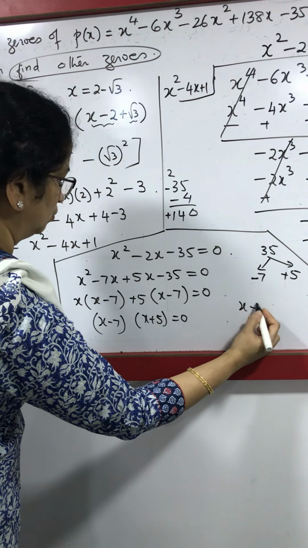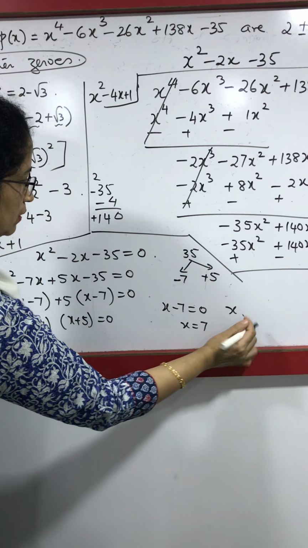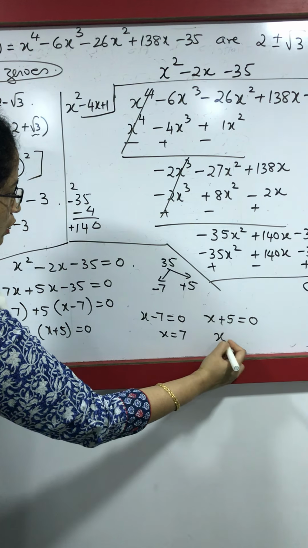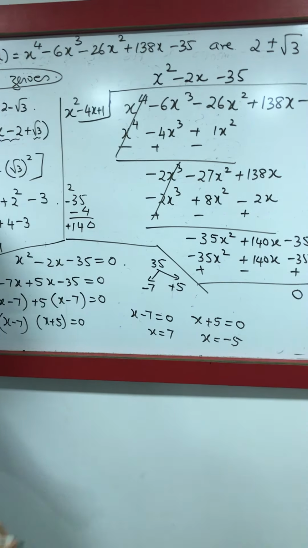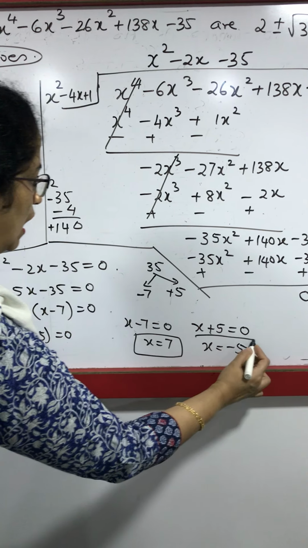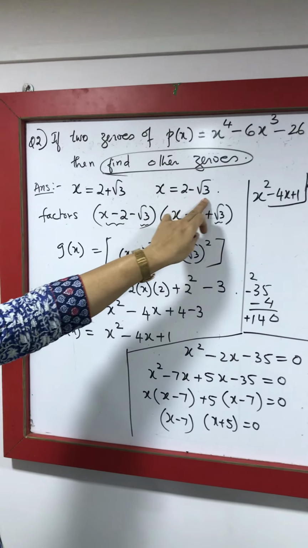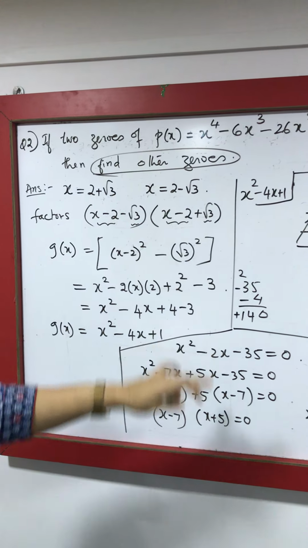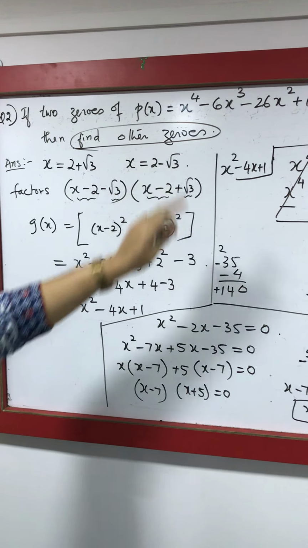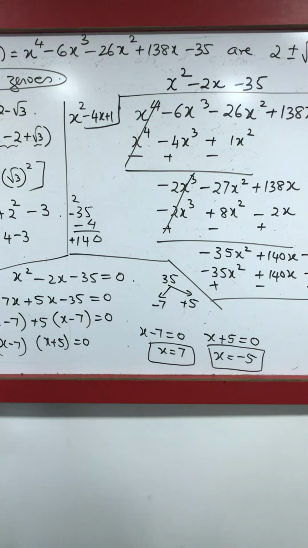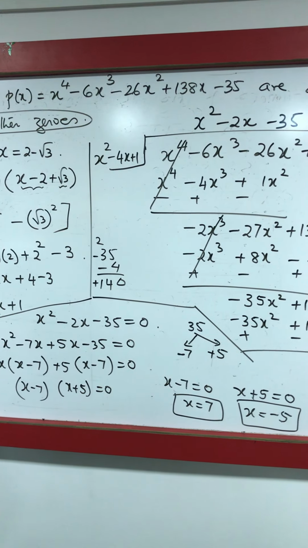Equate each value to 0 to find zeros of the polynomial. So we have got 2 more zeros, that is 7 and minus 5. And what we were given earlier are 2 zeros, that is 2 plus root 3 and 2 minus root 3. So final statement, you are going to write all zeros are 2 plus root 3, 2 minus root 3, 7 and negative 5.